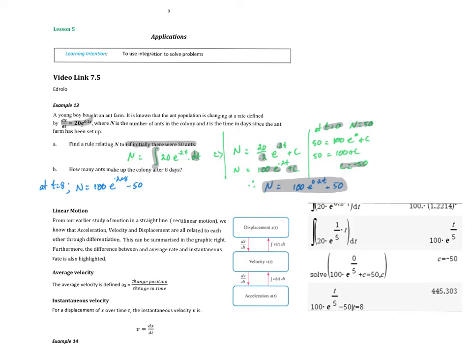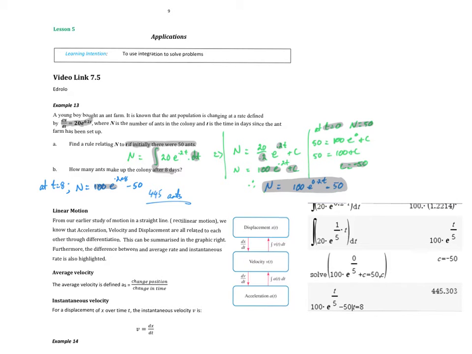So there's a function in terms of t. And then finally, after 8 days, at t equal to 8, N is 100 e to the 0.2 times 8 minus 50, which if I go to a CAS printout, equals 445. It doesn't really say, but I guess you could argue you could leave it as an exact value, so 445 ants.